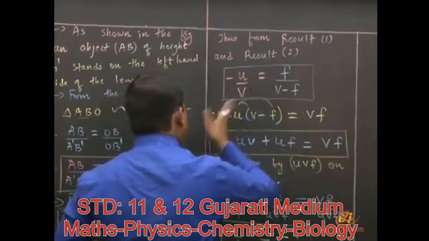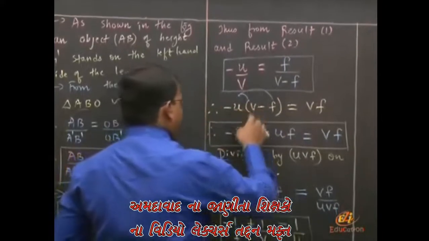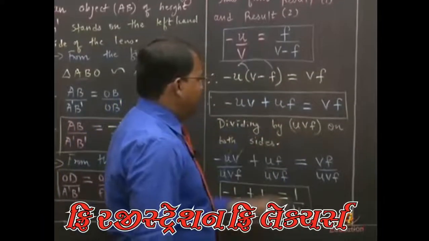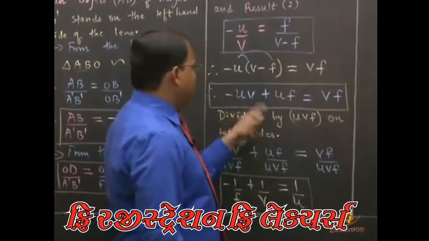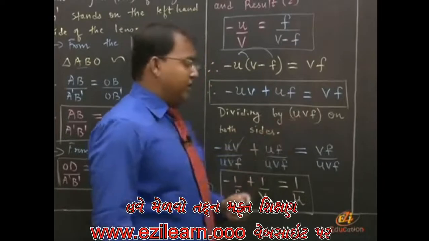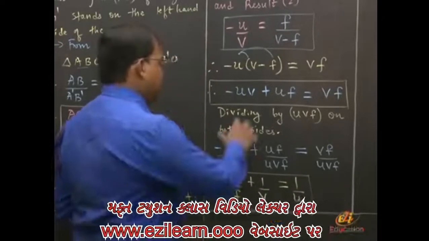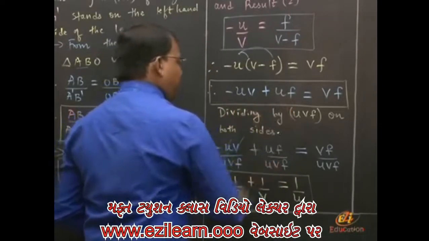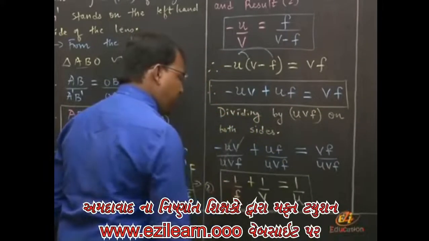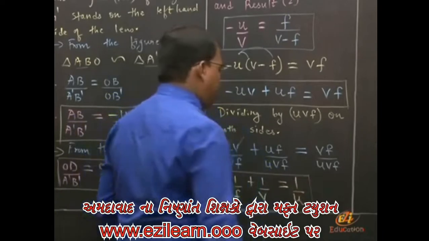Then go for cross multiplication. So minus U into V minus F is equal to VF. Then go for internal multiplication: minus UV plus UF is equal to VF. Dividing by UVF on both sides, minus UV upon UVF plus UF upon UVF is equal to VF upon UVF. So UV cancels, minus 1 upon F; UF cancels, plus 1 upon V; VF cancels, 1 upon U.